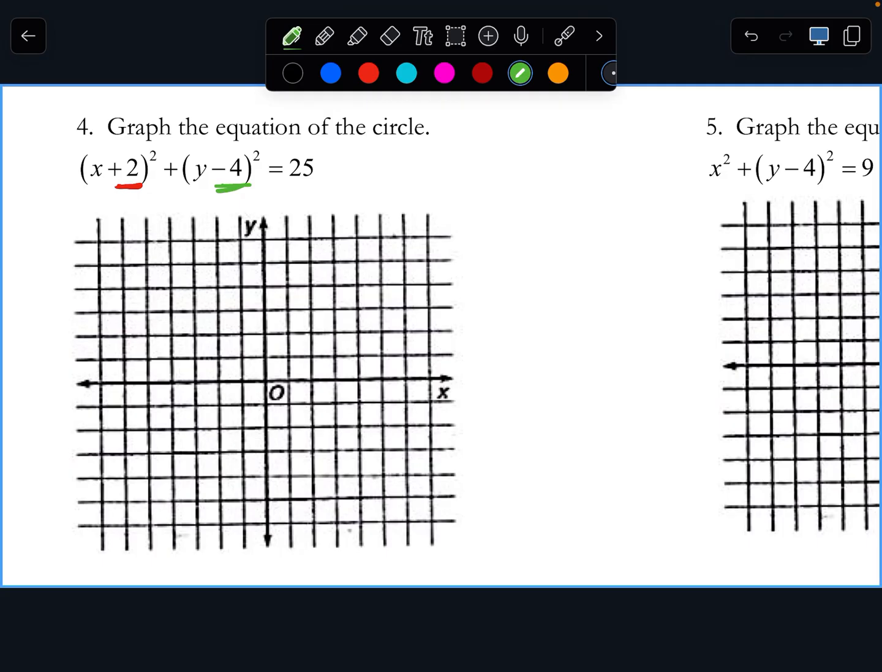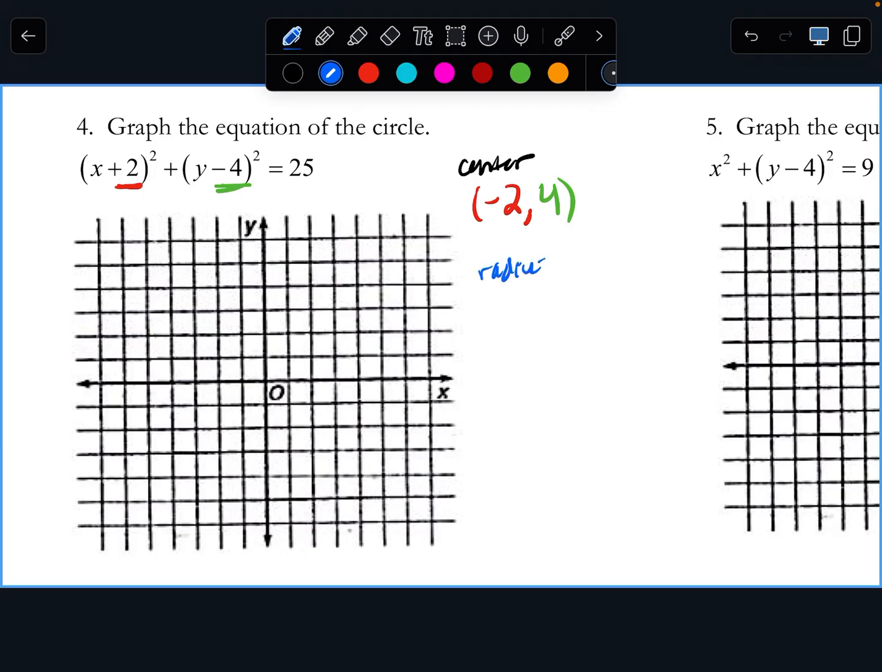Do you know what I'm saying? So if it's plus 2, your center is going to be the opposite. So as long as you just remember it's opposite, right? So negative 2, and then it's minus 4, so you get regular 4. Okay, so it's the opposite of what you think because you're always doing the difference.